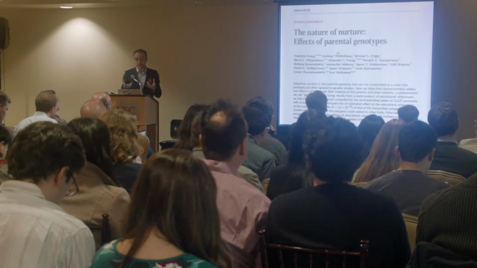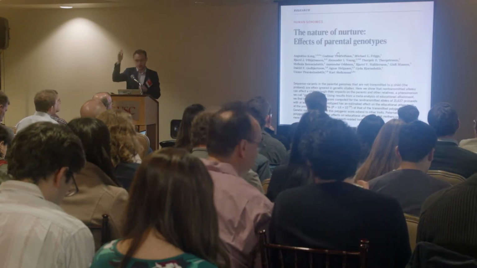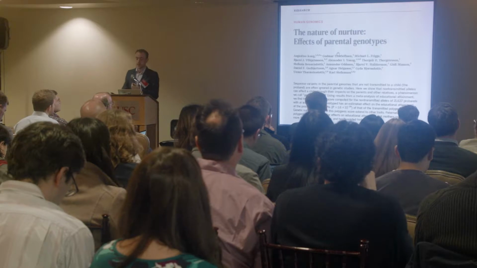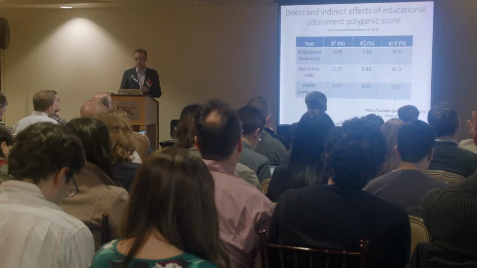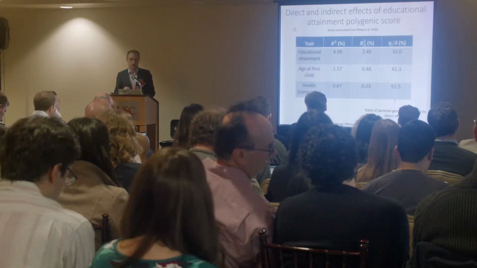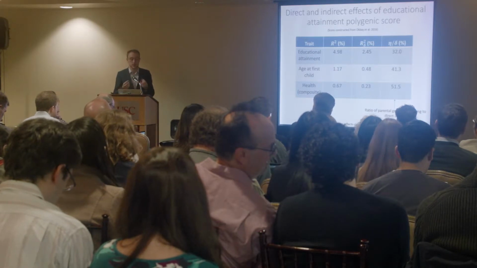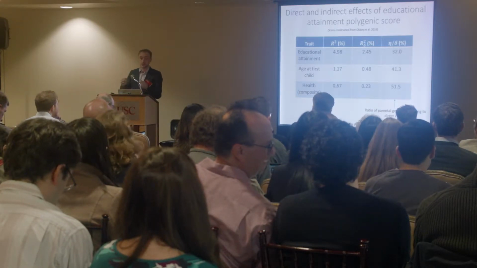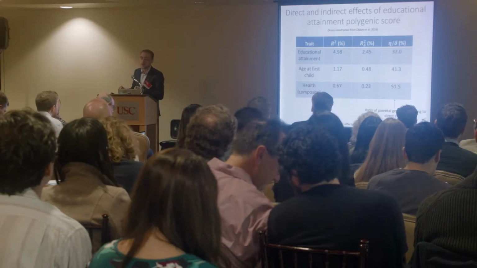So this is what we did in this paper published earlier this year in Science, and Augie Kong, who's here, really led this work. I'm just going to go through some of the main results of this paper. We took advantage of the GWAS of educational attainment that was published in 2016. So this isn't the most recent one, so the R squared is somewhat lower than the current state of the art.